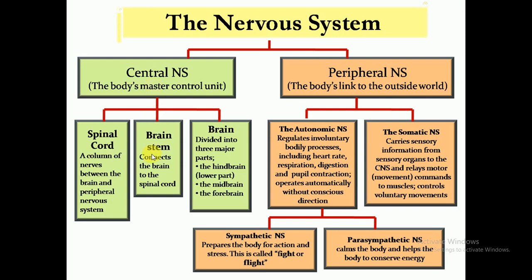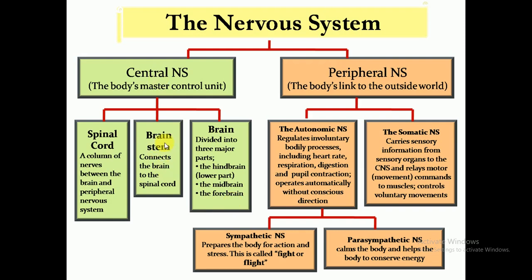Now the central nervous system is further categorized into three parts: the spinal cord, brainstem, and brain. The brain is divided into three parts: hindbrain, midbrain, and forebrain. The hindbrain is the lower part, the midbrain is the middle part, and the third one is the forebrain.